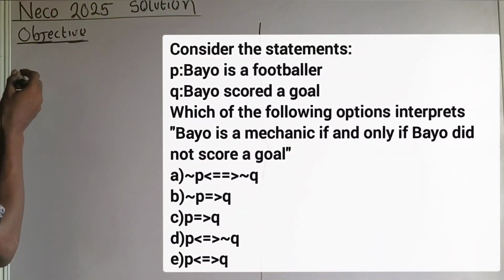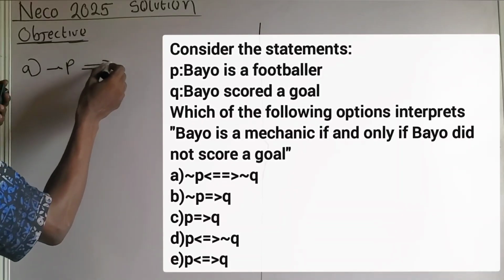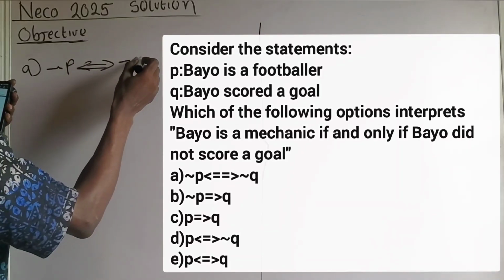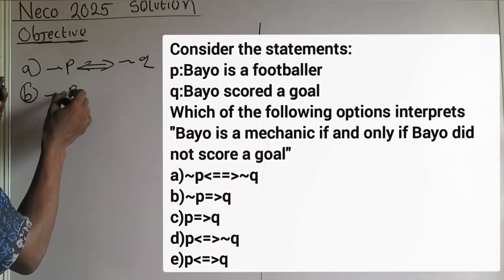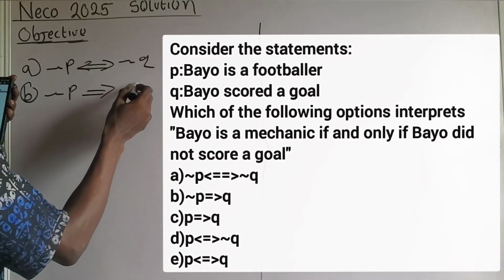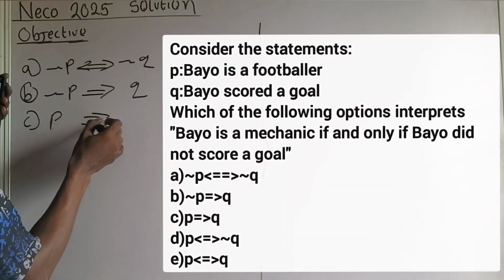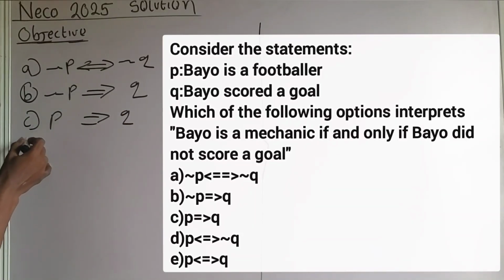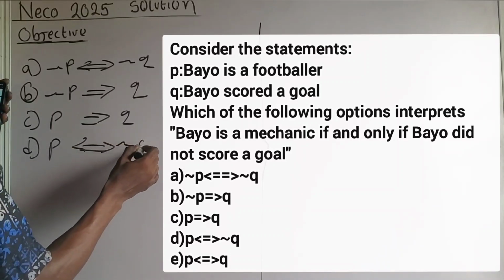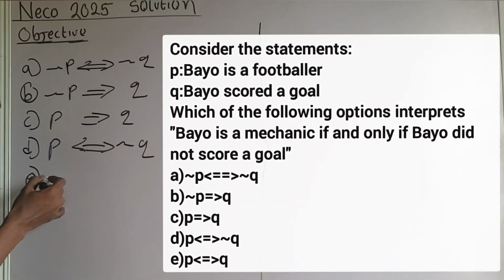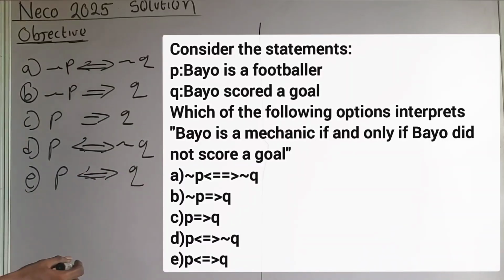We have A. Option A is negation P if and only if negation Q. Option B, we have negation P if Q. Option C, we have P if Q. Option D, we have P if and only if negation Q. Then option E, we have P if and only if Q. Now listen to me carefully.